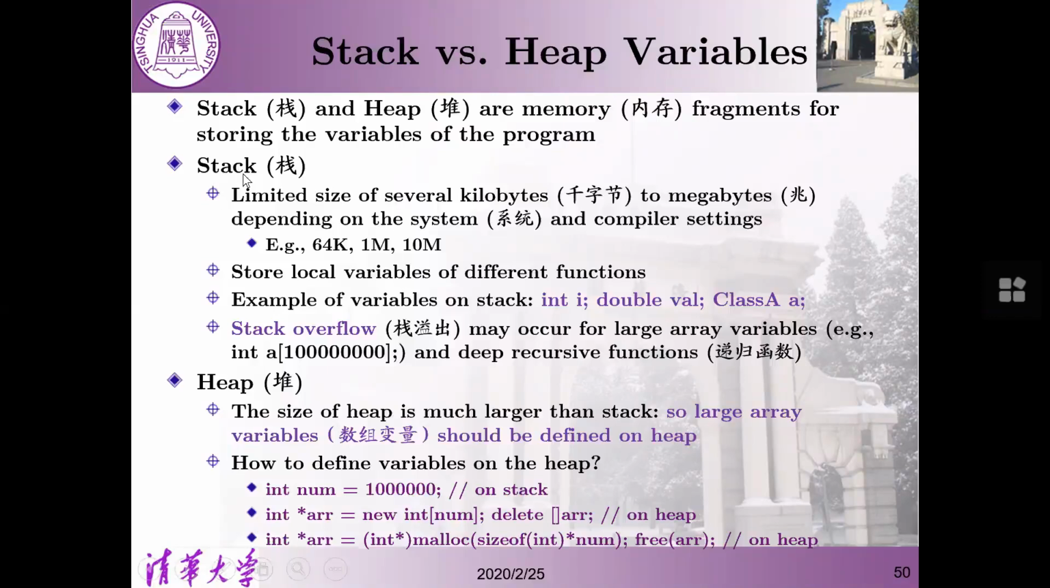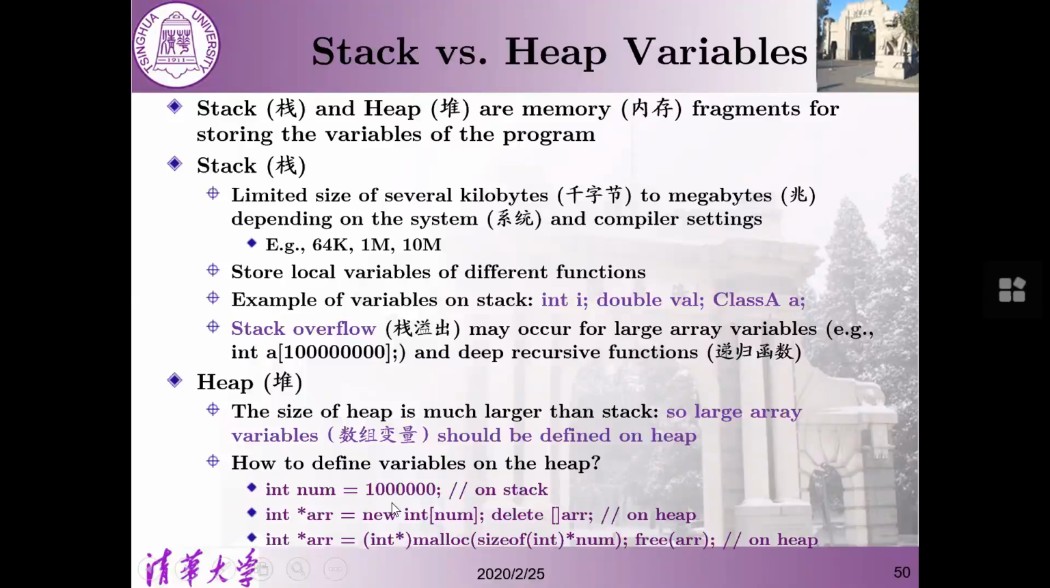Good thing for stack is that you don't need to clean up the memory. When the object goes out of the scope, it will be cleaned up. And also stack variables run faster than heap variables, okay? Then for heap variables, the size of the heap is much larger than the stack. So large arrays or large variables, large objects can always be allocated on heap.